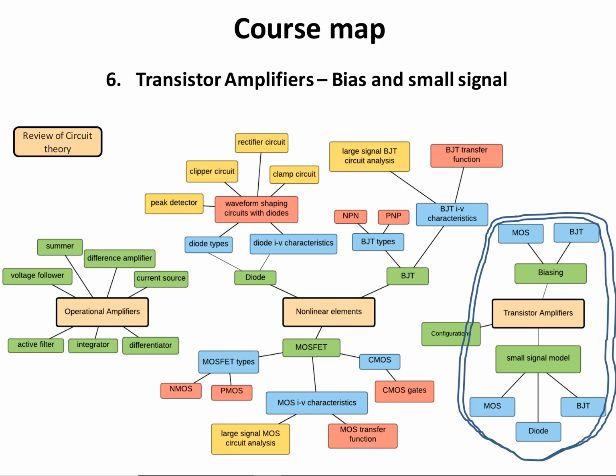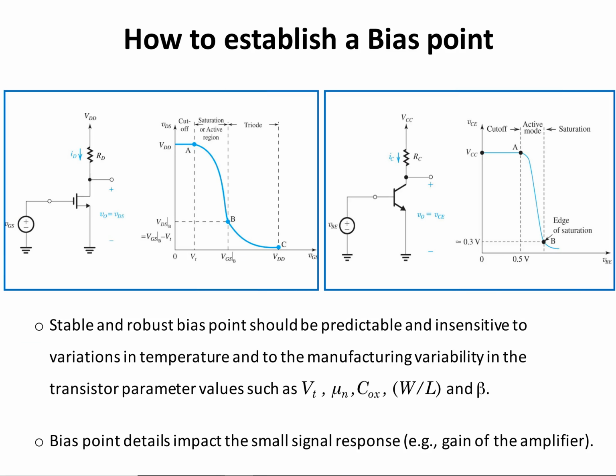Hello everyone, we are at the topic of transistor amplifiers, and today we're going to study the biasing methods that are commonly employed in discrete transistor amplifiers. So if you remember previously, we saw that to be able to use MOSFET or BJT transistors as a linear amplifier, we need to make sure that they operate in the active region.